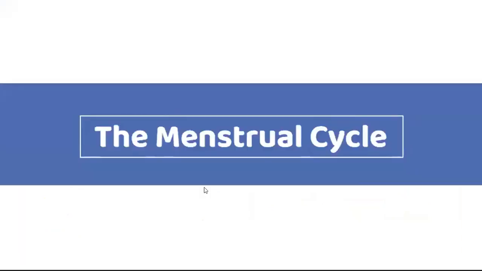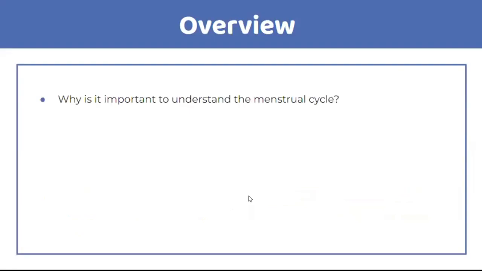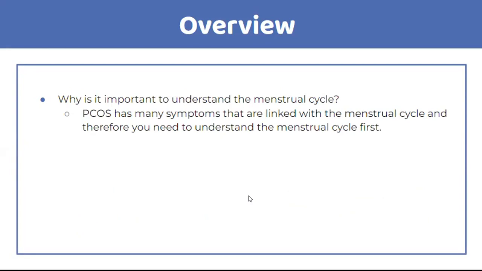Now that you have understood this basic thing, let's understand how this works along with the menstrual cycle. Why is it important to understand the menstrual cycle? There are many symptoms of PCOS that are linked with the menstrual cycle, and you will see certain abnormalities in the menstrual cycle. But for you to be able to spot these abnormalities, you need to understand what is a normal menstrual cycle, right?